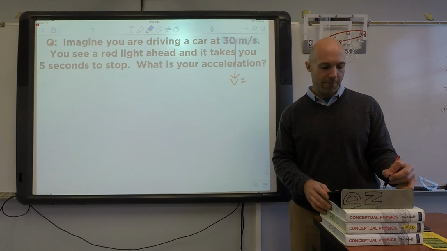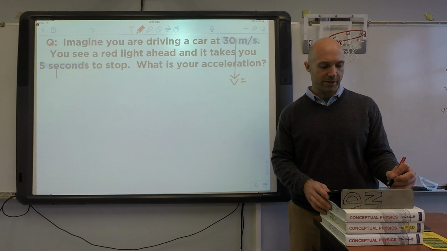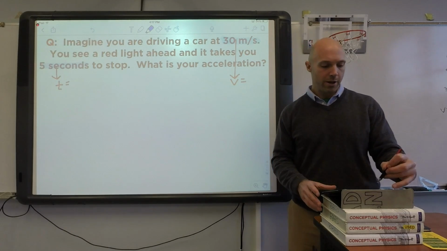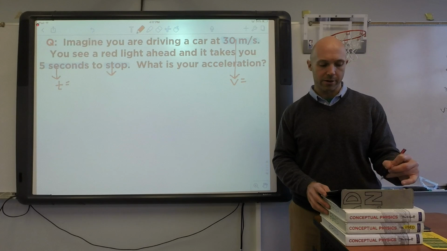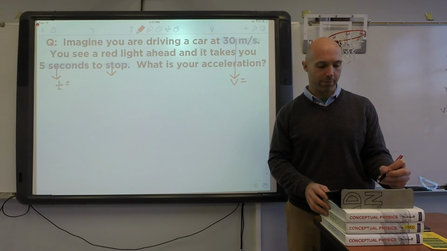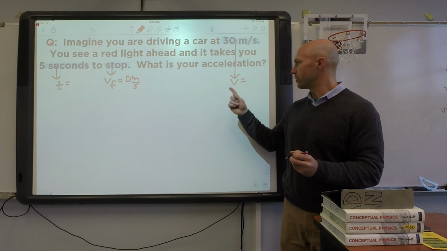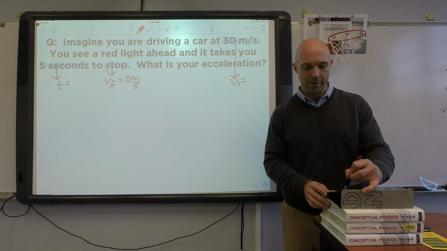We read through it again, we stop at a red light. We have 5 seconds for which we stop. The 5 seconds is our time. And it's important that we look at the information held in just the word stop. Because the stop is telling us that at the end of the problem, our final velocity is 0 meters per second. Which means it'd be a good idea to label the 30 meters per second we had at the beginning as our initial velocity.